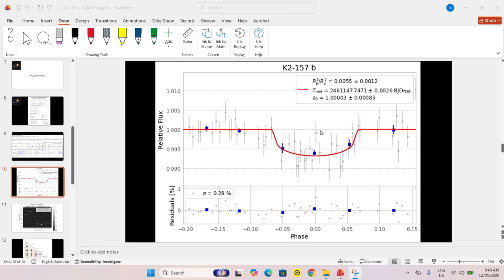Here we can see the transit depth, Rp squared divided by Rs squared equals 0.0055 plus or minus 0.0012. The mid-transit time is shown here, and the A0 is 1.0003 plus or minus 0.00085. The sigma I thought was quite good at 0.28. The sigma is the comparison between the orbital model, the NASA model, and my data.